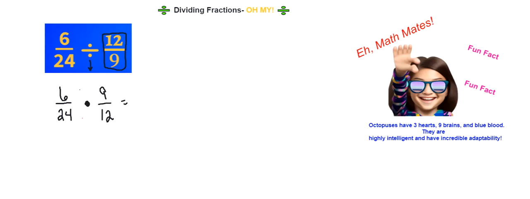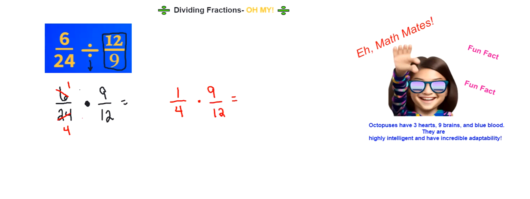So remember, any top with any bottom. This first fraction, I got a 6 and a 24. Well, 6 goes into 24 evenly, so we might as well reduce that. 6 goes into 6 once. 6 goes into 24 4 times. So now I have 1/4 times 9/12.